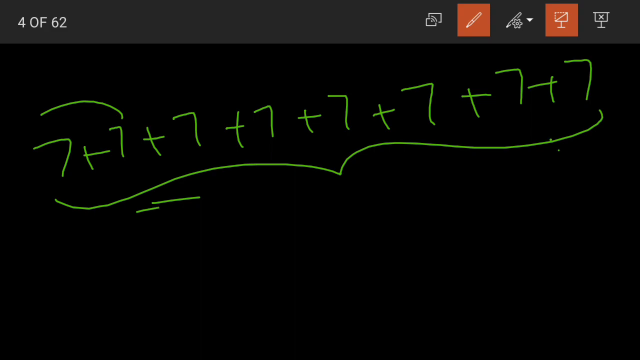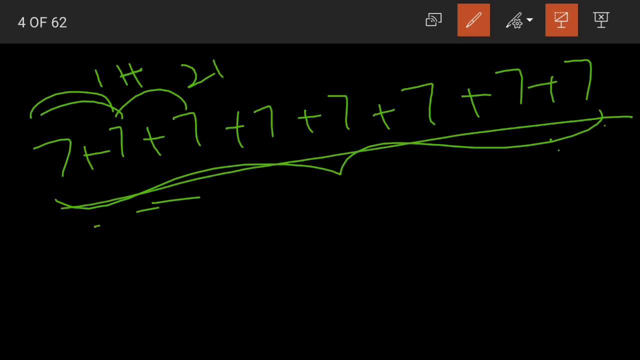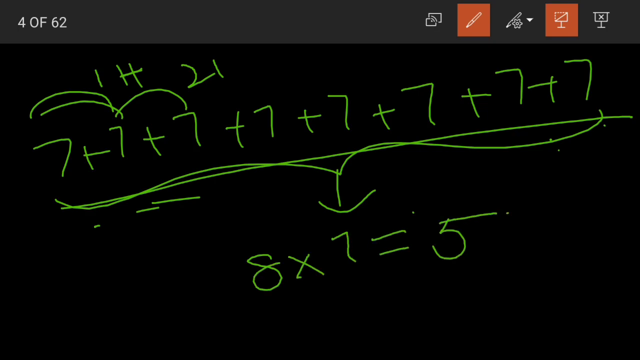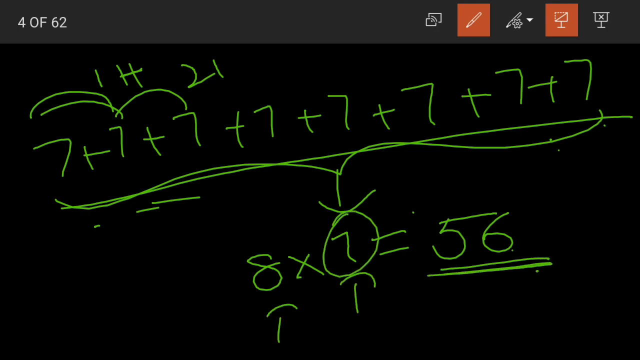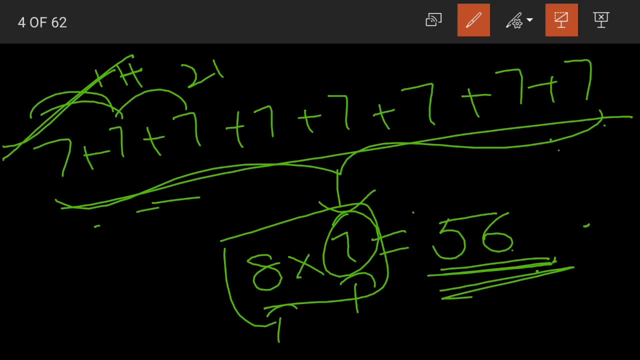If I need to add this, what should I do? 7 plus 7, 14. Then 14 plus 7, 21. Yes. Now this will be a long process. Now if we convert this into multiplication, it simply becomes 8 into 7, which is nothing but 56. 8 sevens are 56. From this, what did we understand? That addition is complicated but multiplication is easy.